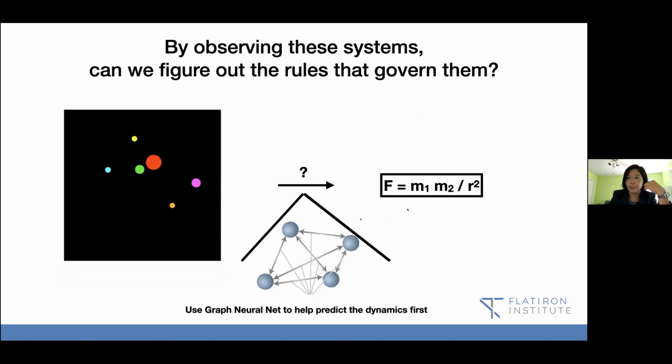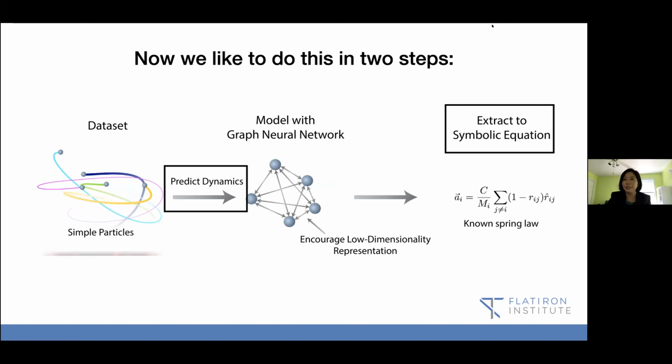You can imagine the same thing happening, for example, in molecular dynamics or protein interactions, for things that are much more practical. But in our case, it's less practical, but it's very useful. Newton's law governs many things. So we like to do this in 2 steps. We take a data set, could be a bunch of particles. We predict the dynamics using, in this case, a graph neural net, which is nearly perfect for this data case. And when you train it, you have to encourage low dimensional representation in the chunks that you don't know about. You pluck out those chunks and fit them into the symbolic regression algorithm and try to find, in this case, a known spring law or a known Newton's law, or some unknown things, which we'll show later.